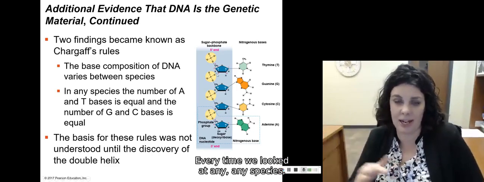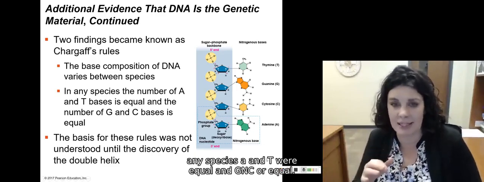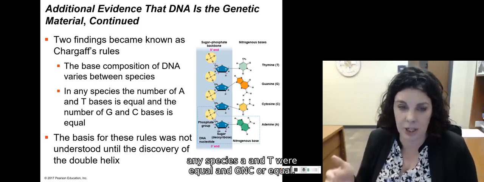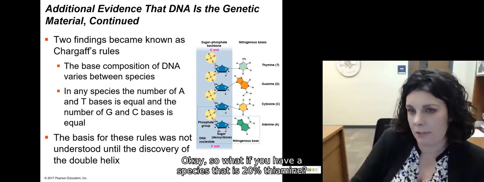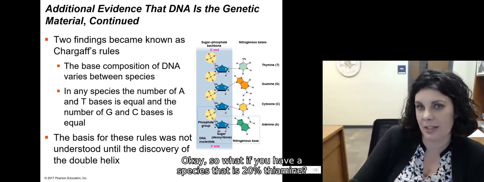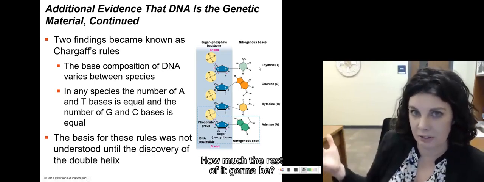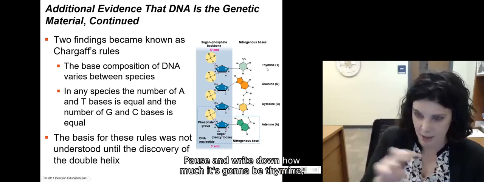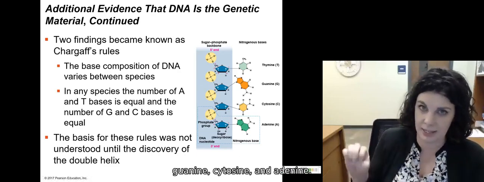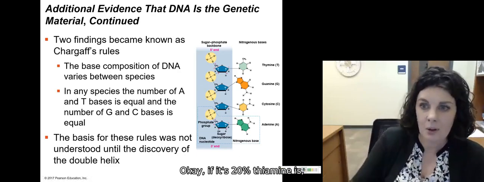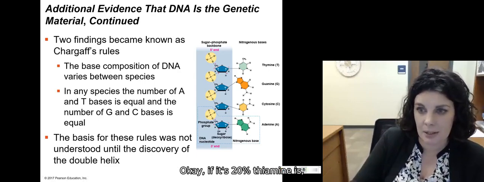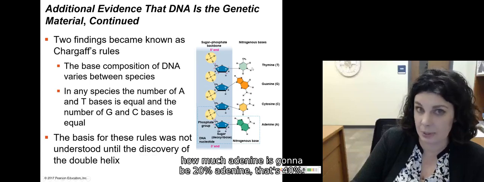This was just consistent every time he looked at any species. A and T were equal and G and C were equal. Okay, so what if you have a species that is 20% thymine? How much is the rest of it going to be? Pause and write down how much is going to be thymine, guanine, cytosine, and adenine. Okay, if it's 20% thymine, how much adenine? It's going to be 20% adenine.